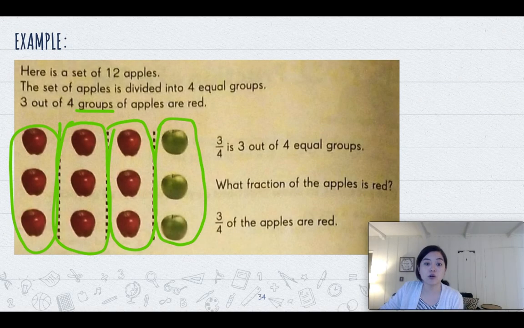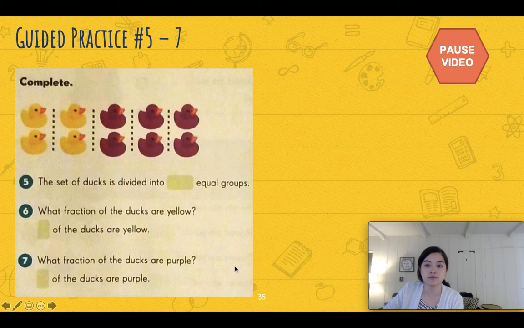Okay, so if you look here, you know that there's 3 equal groups of red apples out of 4 total equal groups, right? Because each group has 3 apples, so they're of equal size. So 3/4 of the apples are red. Okay. All right. Why don't you pause the video and try numbers 5, 6, and 7 on your own? I'll be waiting.